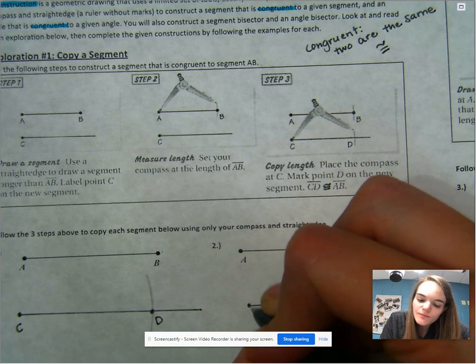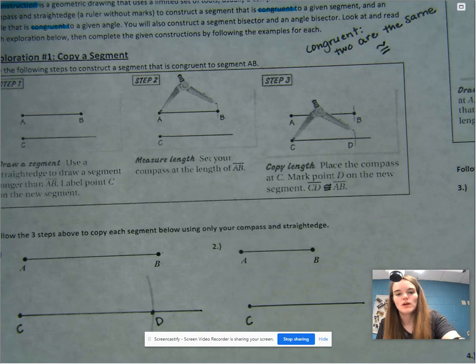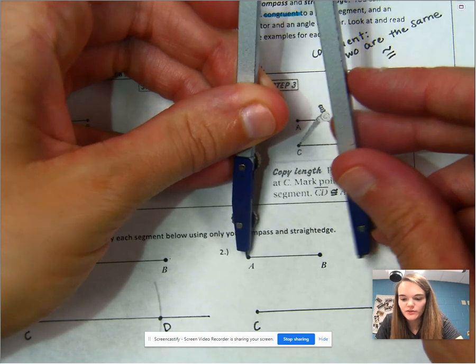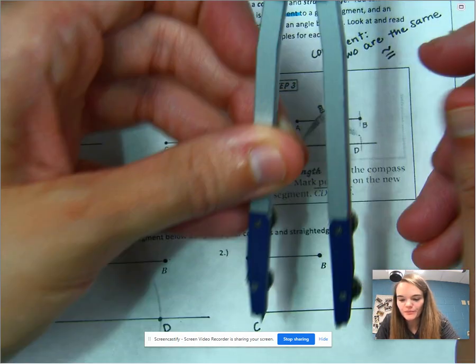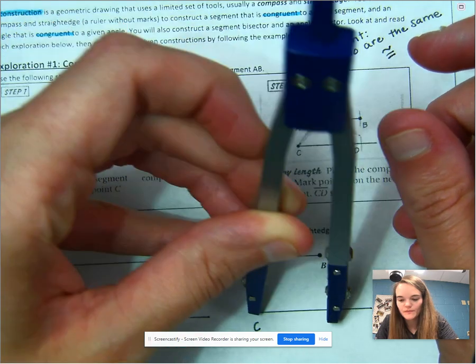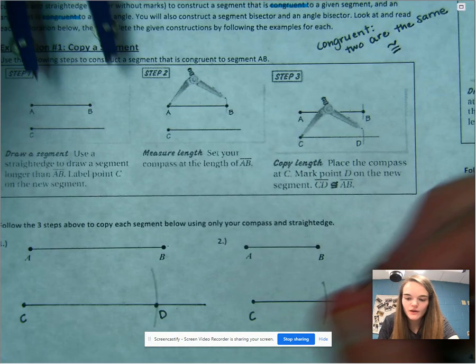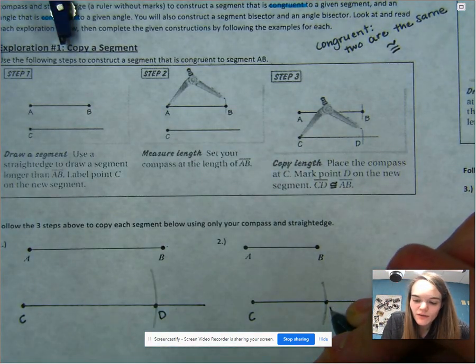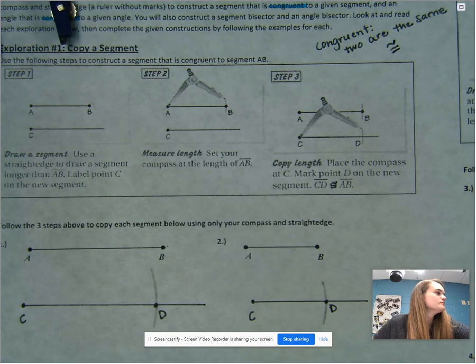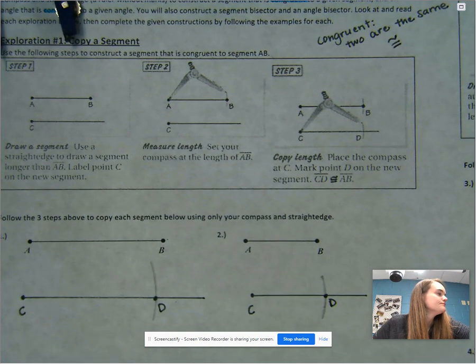Label it C. Measure with my compass. Pick it up. Draw it. Label it D. And they are now congruent. There we go.